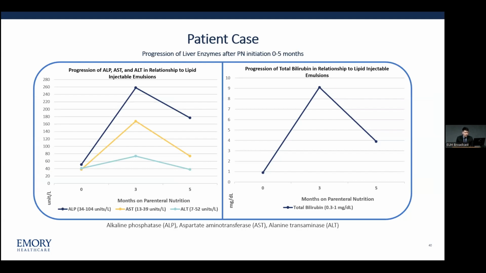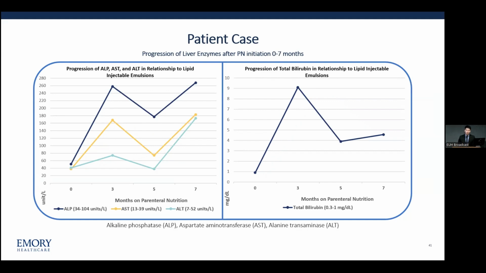After the changes were implemented, the patient's liver function showed improvement over the following 2 months, as shown in both graphs. However, 2 months later, the patient's liver enzymes progressively worsened, as illustrated in both graphs. The outside hospital surgeon then referred the patient to our team for PN management.